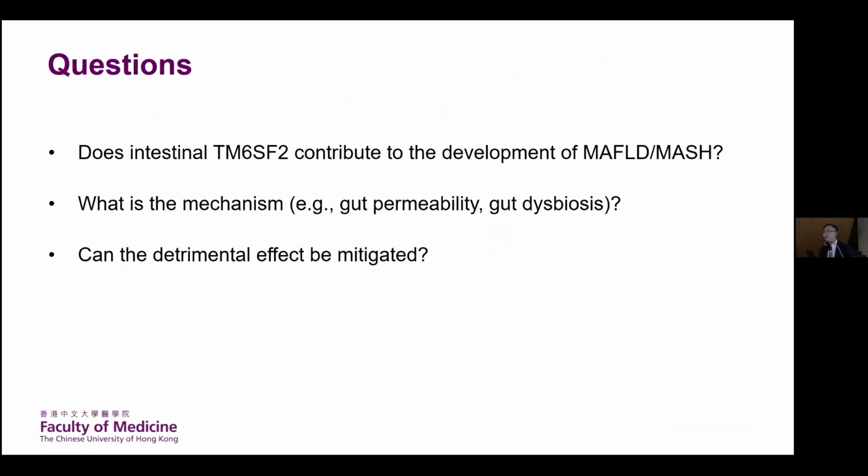So this led us to ask several important questions. Does intestinal TM6SF2 contribute to the development of fatty liver disease, or more importantly, inflammation and fibrosis? And if so, what is the mechanism? Whenever we talk about the gut, of course, gut permeability and dysbiosis would be something we have to consider. And finally, for clinicians in the audience, the logical question is whether the detrimental effect can be mitigated.